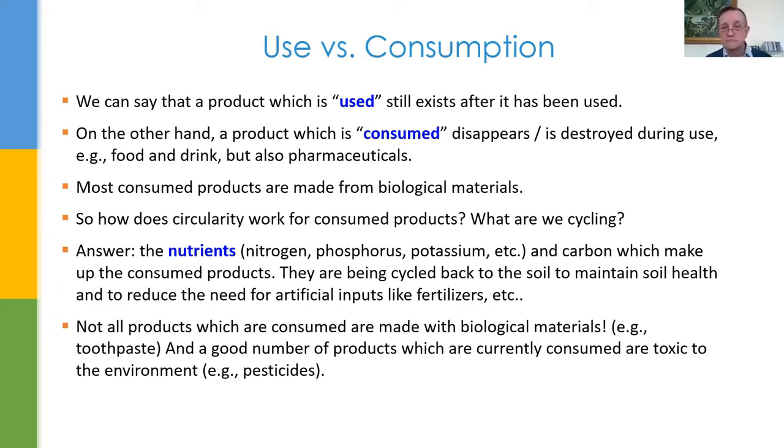Now, I said that most products that are consumed are biological, but not all of them. Not all products which are consumed are made with biological materials. For instance, a very simple example, toothpaste. Toothpaste is not a biological material, and yet it is consumed when I brush my teeth. And a good number of the products which are currently consumed by us are toxic to the environment. The obvious one is pesticides. They are made to be deliberately toxic to the environment, but there are many others. If you just mentally run through many of the products that sit, for instance, in your kitchen under the sink, a lot of those are actually toxic.